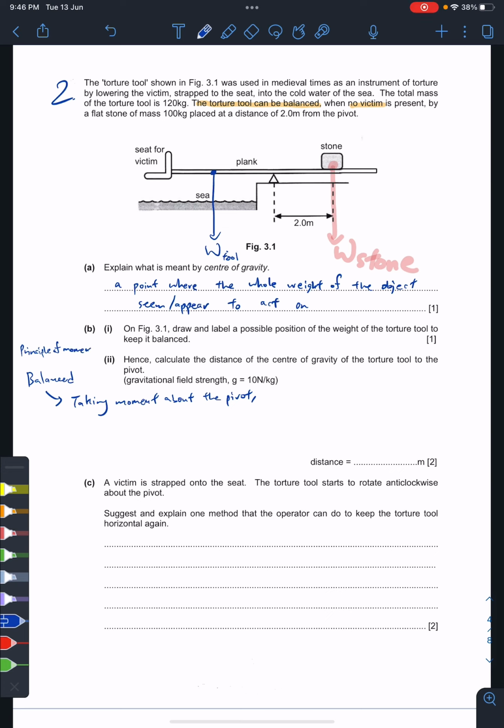So when do you need to use the principle of moments? When they have the words principle of moments, or you see the word balanced, then you know that you have to use this particular thing. What is this thing? This means the total anti-clockwise moment equals the total clockwise moment.